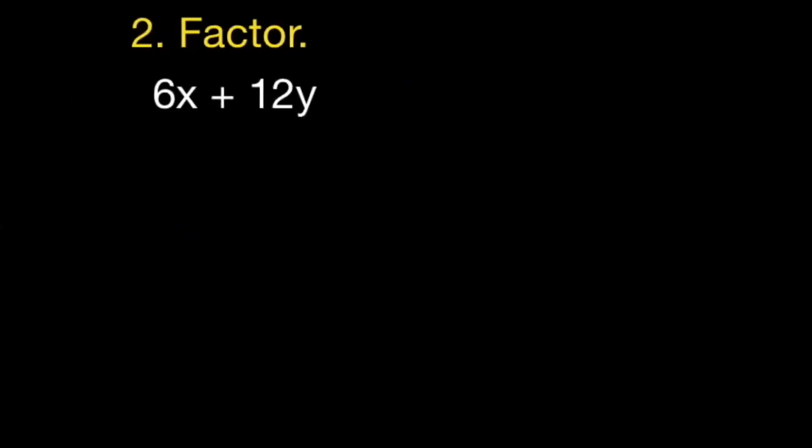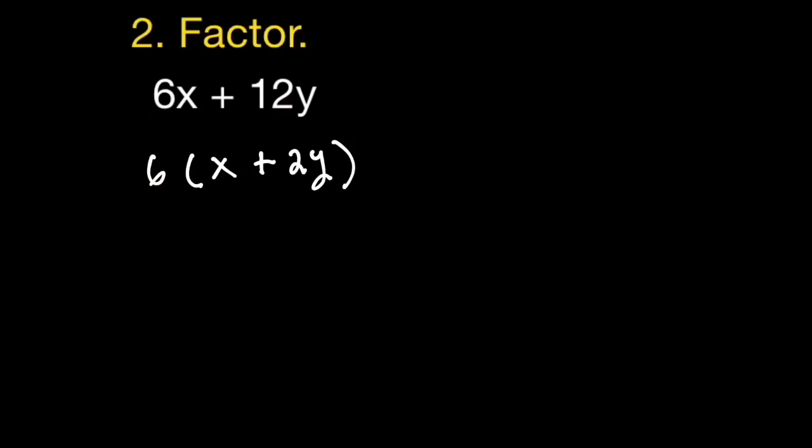Let's consider example 2. We have 6x plus 12y. Here, the terms don't have a variable in common, but 6 and 12 are both divisible by a 6, so we can factor out a 6. We can rewrite the expression as 6 multiplied by 6x divided by 6 is 1x, plus 12y divided by 6 is 2y. And we've successfully factored out this binomial using the GCF.